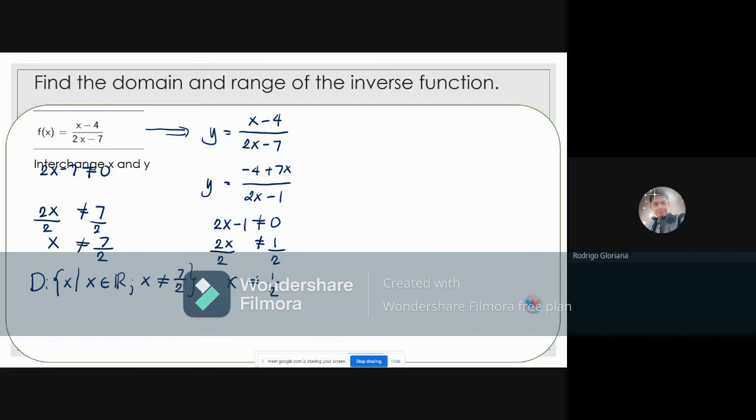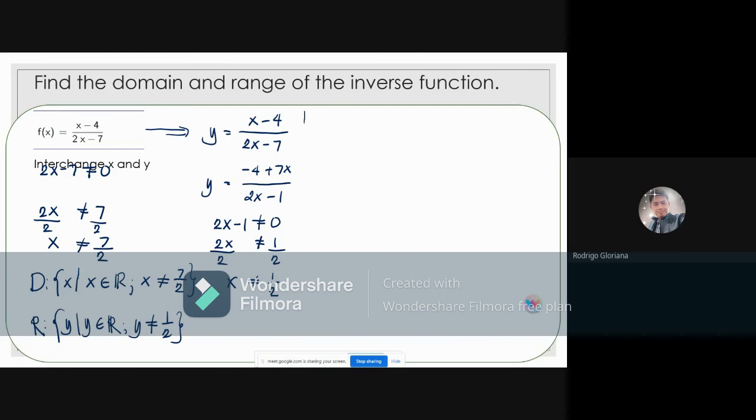So, 1/2 is not included. In that case, your range is y, take note, y and not x. y is an element of the real numbers wherein y is not equal to 1/2. So that is our domain and range.